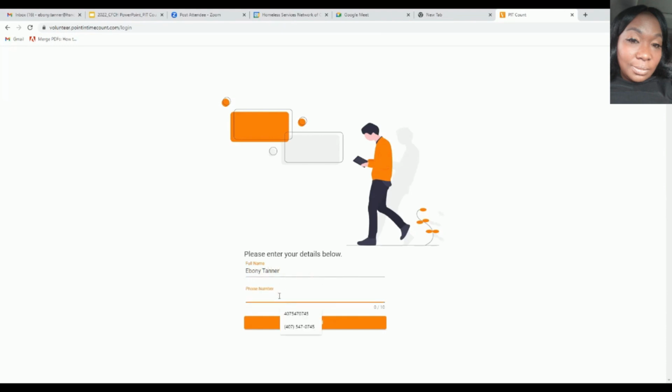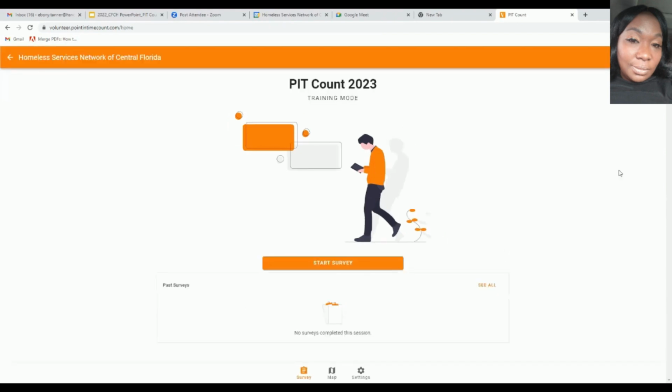and your phone number. Please note that this number will not be saved. It'll only be used if someone needs to contact you or get a hold of you concerning this count. You're going to log in, and you're going to be in the training mode to start, and it says Start Survey.